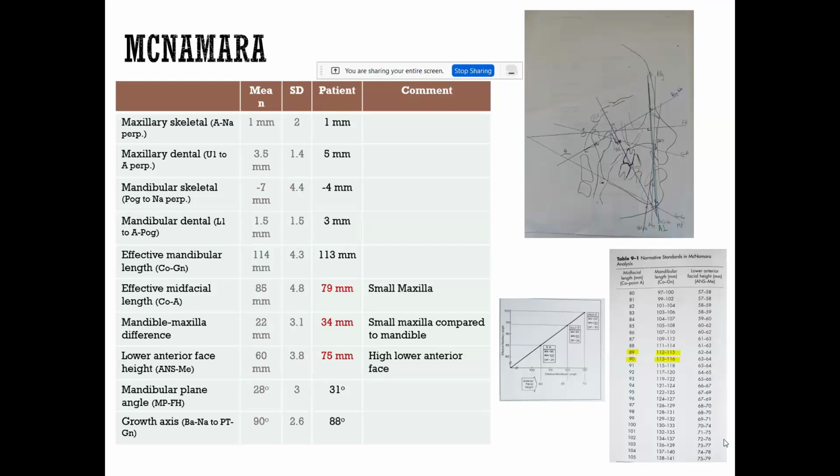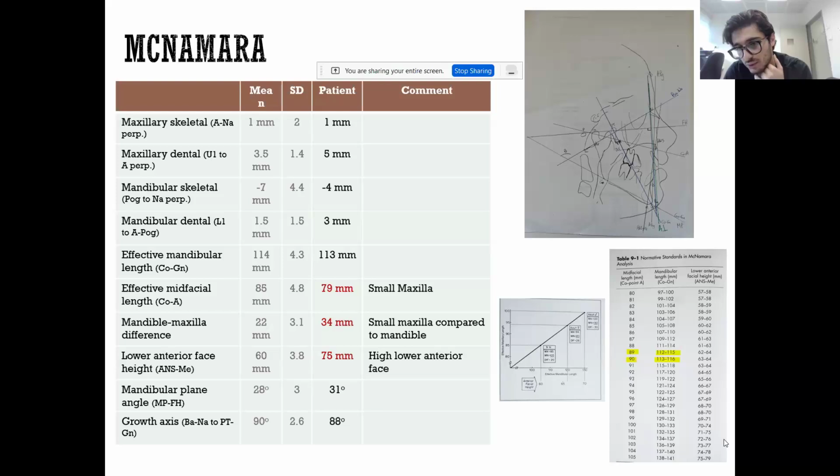Sorry, Theodore, to cut you. Why did you start with the mandible and want to match the maxilla? In this case, you look at the maxillary skeletal, you see that the maxilla is okay. The maxilla sitting in the face is okay related to the mandible. So, according to McNamara, you have to go and see now for this maxilla what mandible you should have.